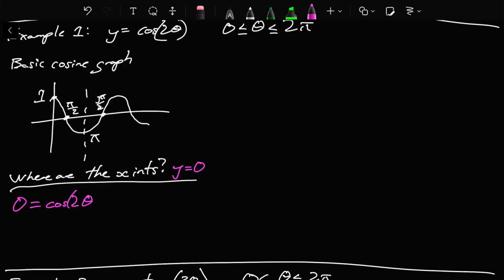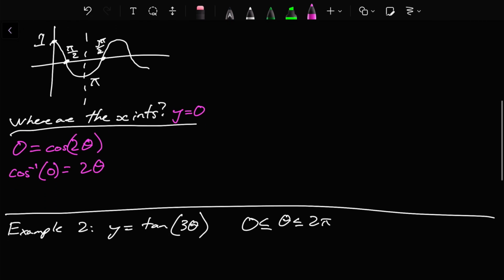We want to solve it for theta. So we ask, what is the inverse cos of 0? Well, what angles give us a cosine or x value of 0? That's going to be pi on 2 and 3 pi on 2, equals 2 theta.